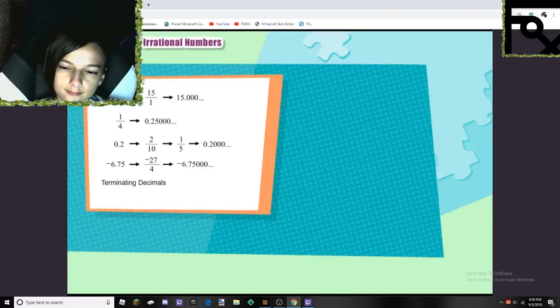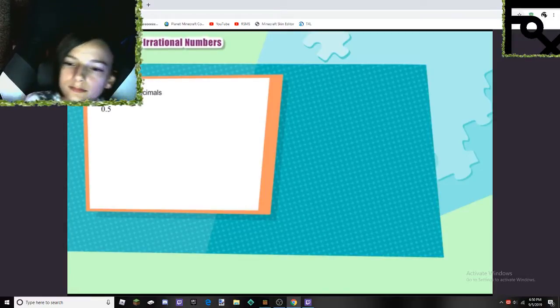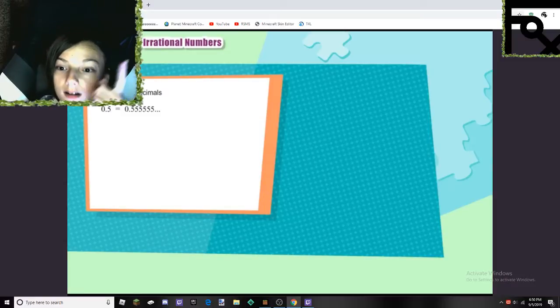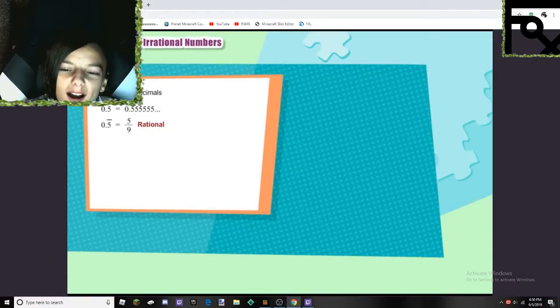Sometimes decimals don't terminate. Some non-terminating decimals are repeating decimals. A repeating decimal contains a number or sequence of numbers that begins somewhere to the right of the decimal point and repeats forever. Look at this decimal. The horizontal bar above the 5 indicates that the 5 repeats, so this number does not terminate. Repeating decimals can also be changed into fractions, so repeating decimals are rational numbers.